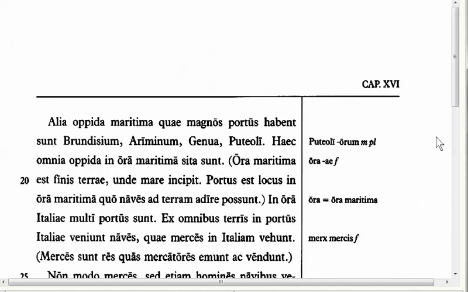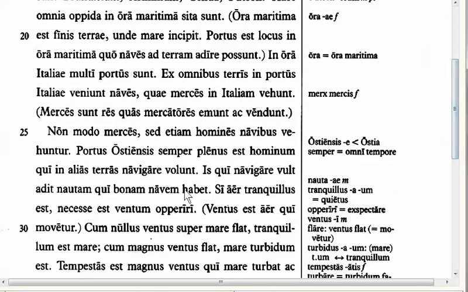Line 28 is the next feature I want to point out. And we have here, is qui navigare vult adit nautam qui bonam navem habet. He who wants to sail goes up to a sailor who has a good ship. So nautam, we see in the margin here, nauta, nautae. What is the gender? It's masculine. And what's unusual about that is that most of our first declension nouns are feminine, like insula. But there is a small list of those nouns that are first declension that are masculine, usually referring to professions or jobs or some kind of activity that is traditionally in the Roman world done only by men.